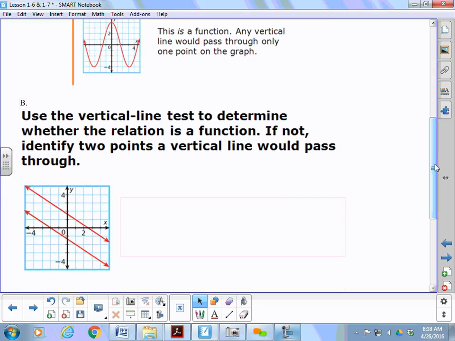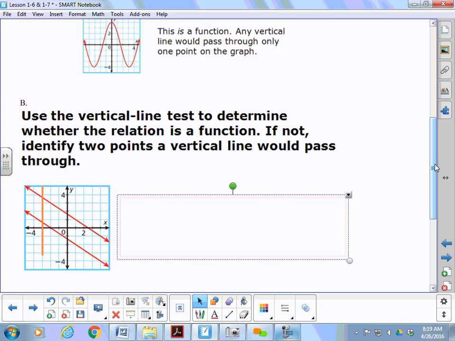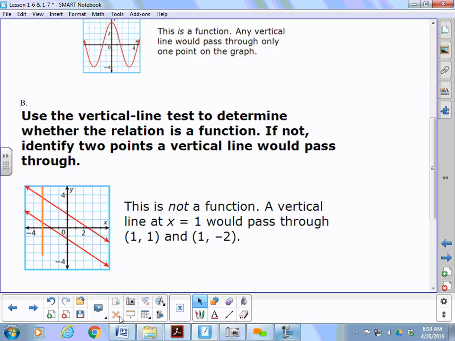All right? Down here, I have these two lines. Well, that's going to always pass through more than one point, isn't it? Okay. So then this one would not be a function. It says if it's not a function, then they want us to identify 2 points that a vertical line would pass through. So all you got to do is pick 2 points. Your x values must be the same on those 2 points. So for instance, they chose 1, 1.